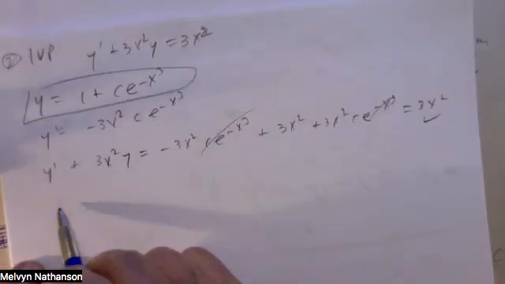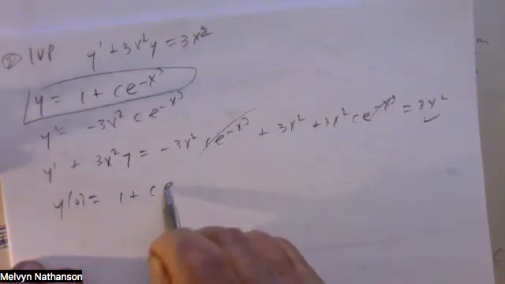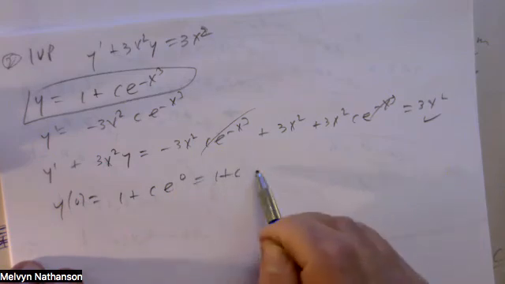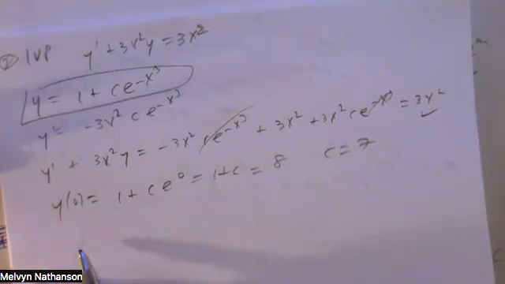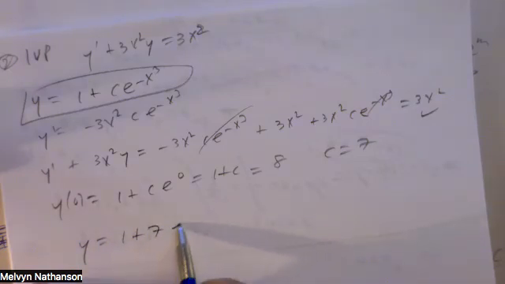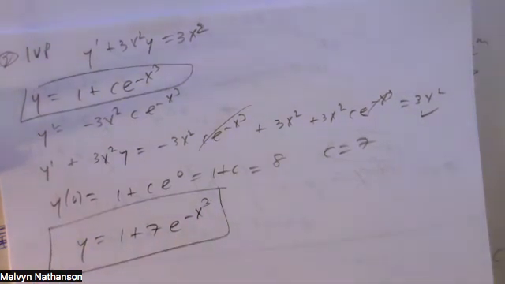And if I evaluate this, y of 0 is 1 plus c e to the 0, which is 1 plus c, and that's supposed to equal 8. So c equals 7. So the solution of the initial value problem is y equals 1 plus 7 e to the minus x cubed. That is the solution of the problem. Okay. Good.